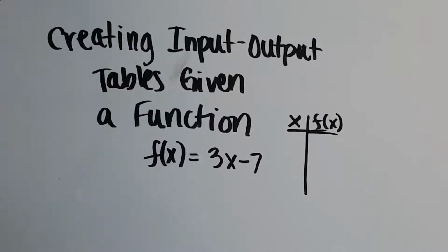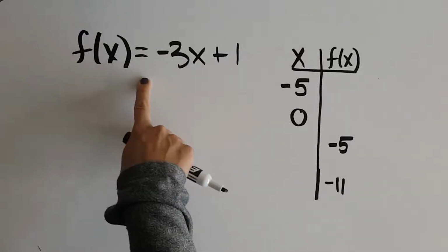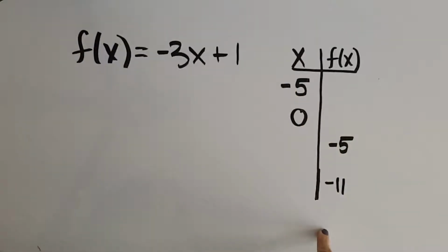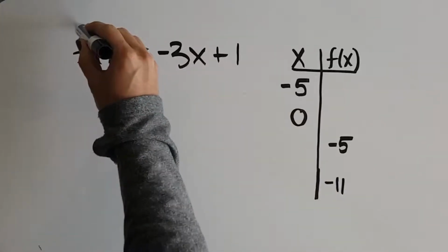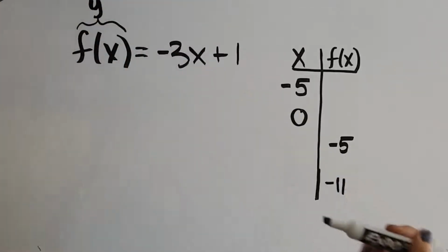In this video, we're going to talk about how we would create input-output tables given a function rule. So we're given this function, f of x is equal to negative 3x plus 1. And they want us to fill in this function table with our inputs of x and our outputs called f of x. So remember, f of x is just another way that we represent outputs. We usually call those y values. So really this is just the relationship between x, our inputs, and our outputs, f of x.